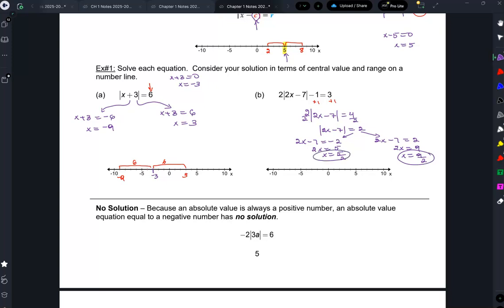Let's see how that looks on a number line. We're going to take the one where we isolated. How do we find the central number? What do I set equal to 0? 2x minus 7. So x is 7 over 2. How much is 7 over 2? 3.5. And the range is how much? 2. Look here, this is the range, equal to 2. So I go 1, 2.